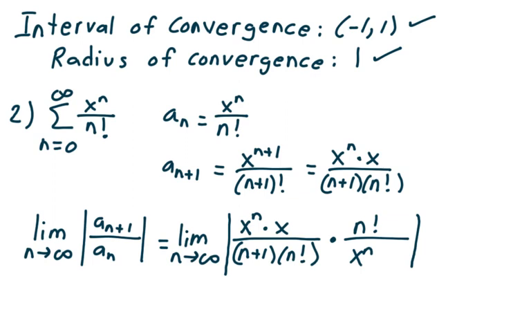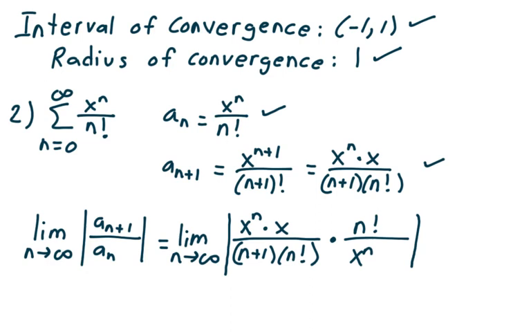And with that, let's take a look at example 2. Suppose we have the summation from n equals 0 to infinity of x to the n over n factorial. And think ratio test again. My a sub n is x to the n over n factorial. a sub n plus 1 is x to the n plus 1 over n plus 1 factorial, which is x to the n times x over n plus 1 times n factorial.